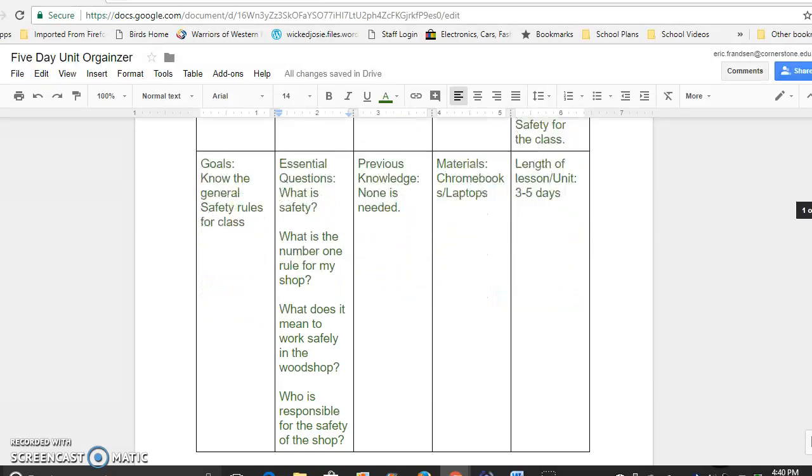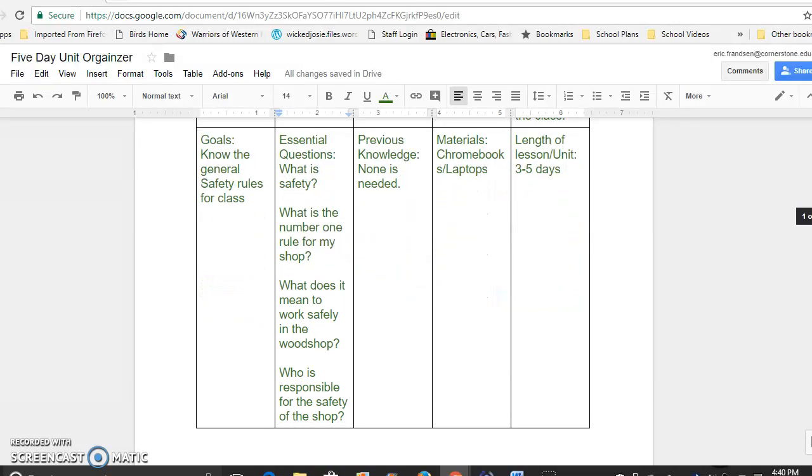Some of the essential questions that we talked about: what is safety? What does it look like? How do you apply it? What is the number one rule for my wood shop? Here it is. I'll tell you right now. It's use common sense. If you don't use common sense or use your brain, there's an issue. We need to fix that.